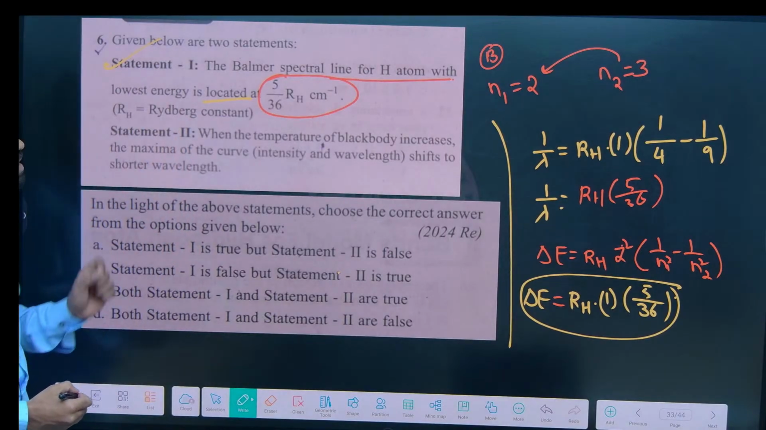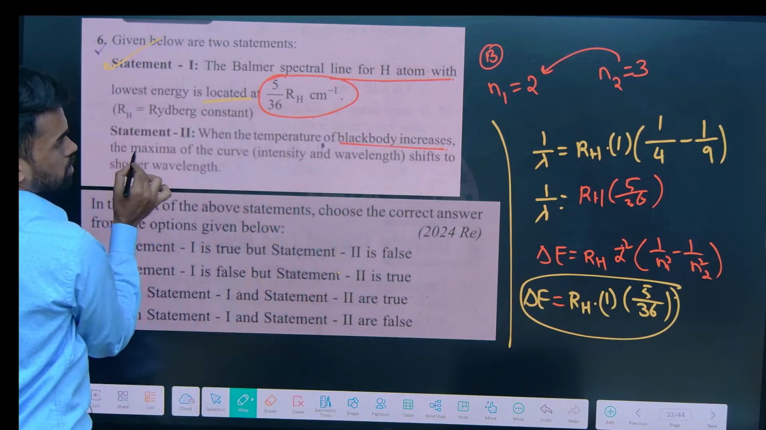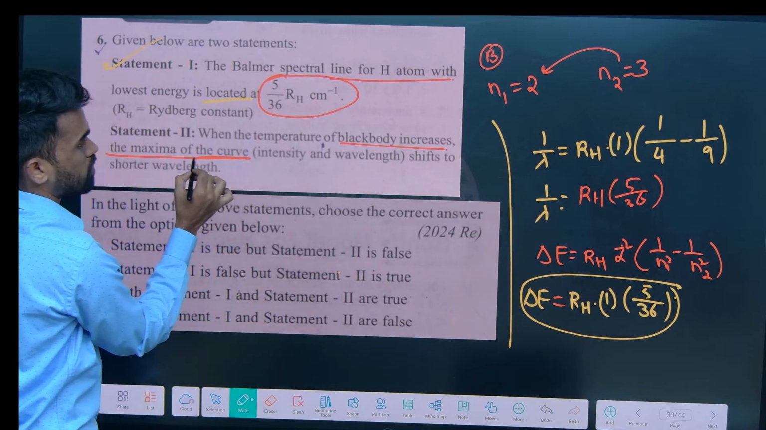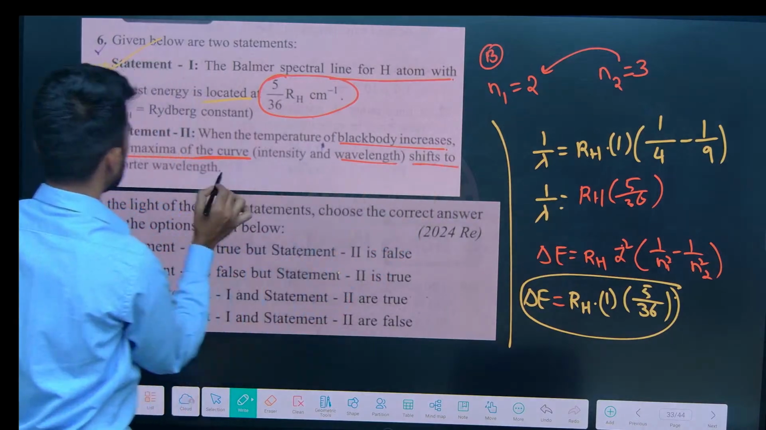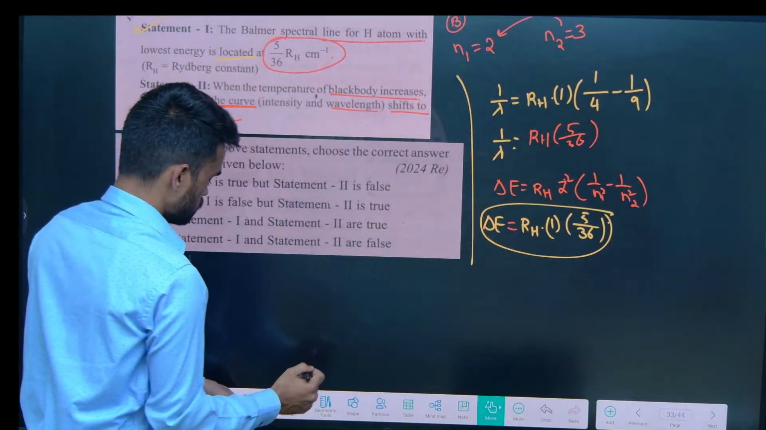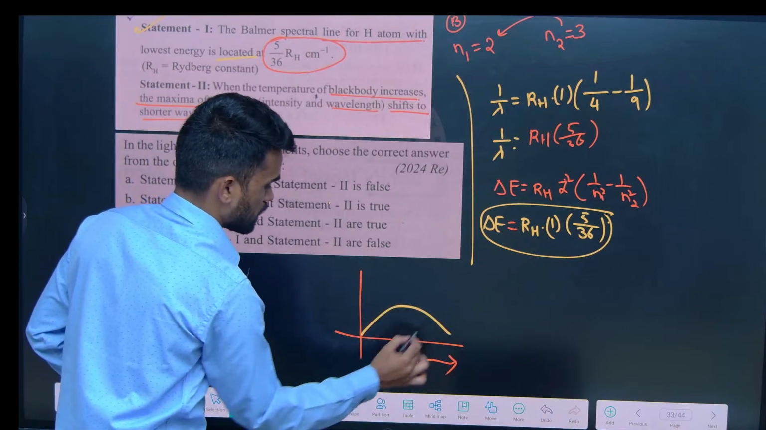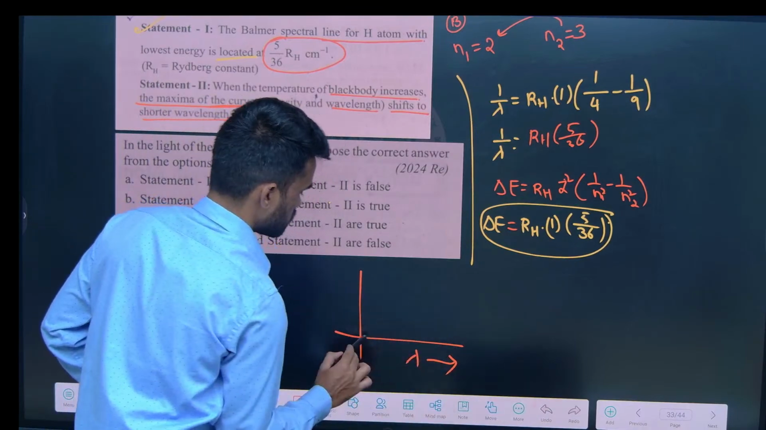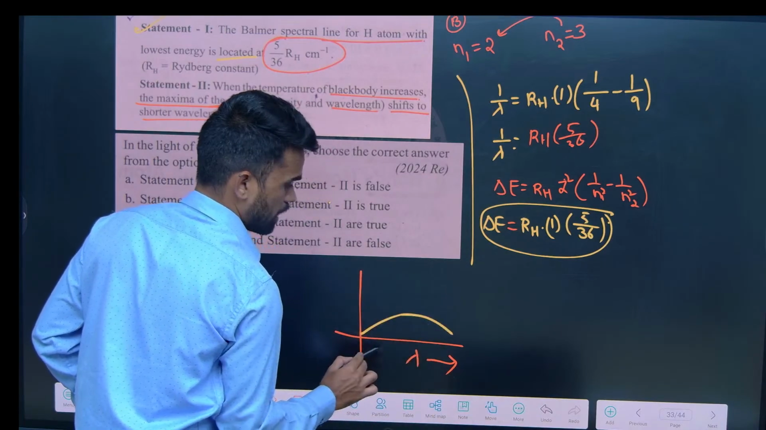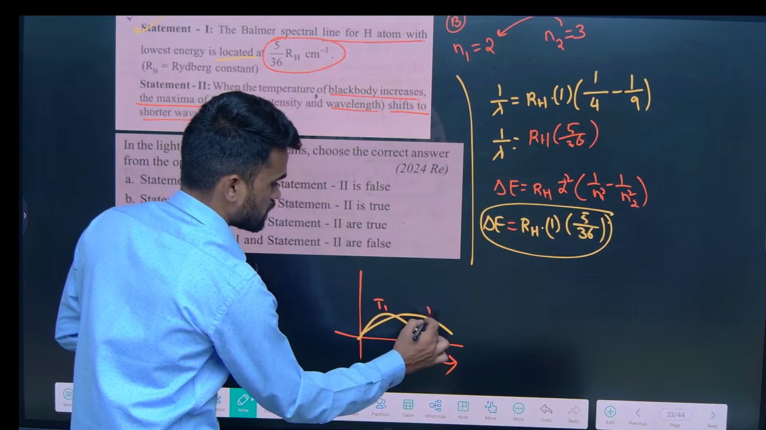Now the next statement is about black body radiation. When the temperature of a black body increases, the maxima of the curve, that is the wavelength, shifts to a shorter wavelength. Will you agree with this? So how will the graph be? Lambda here. We'll be seeing something like this. Let me write a little bigger. Like these. So if I say this is T1, this is T2.